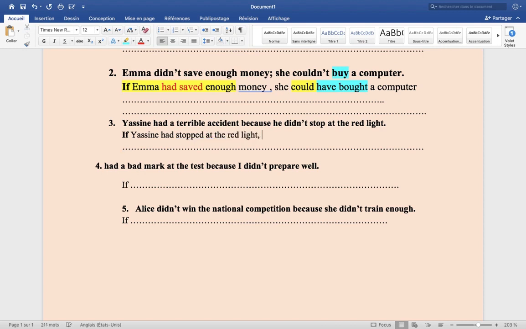he couldn't have had a terrible accident. We have if plus the subject plus the past perfect, had stopped at the red light, he couldn't have had a terrible accident. Okay, this is clear.